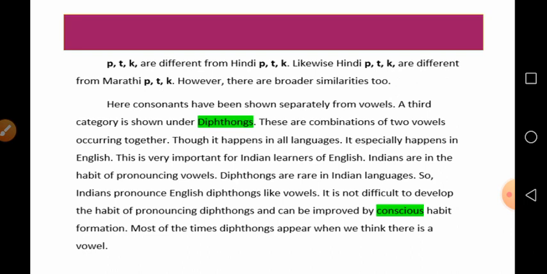Okay, so they pronounce them like vowels. It is not difficult to develop the habit of pronouncing diphthongs and it can be improved by conscious habit. Conscious means जाणीवपूर्वक, having knowledge of something, aware. So most of the time diphthongs appear when we think there is a vowel.